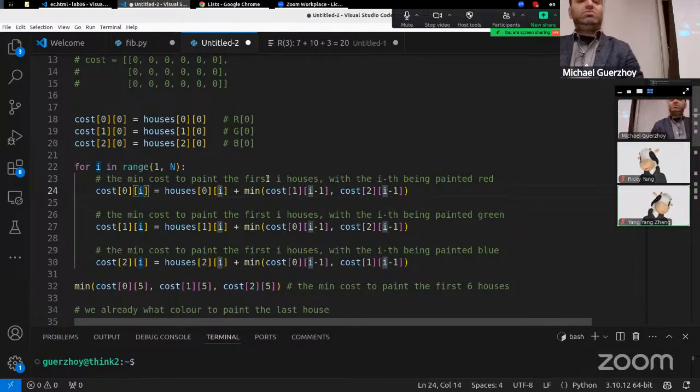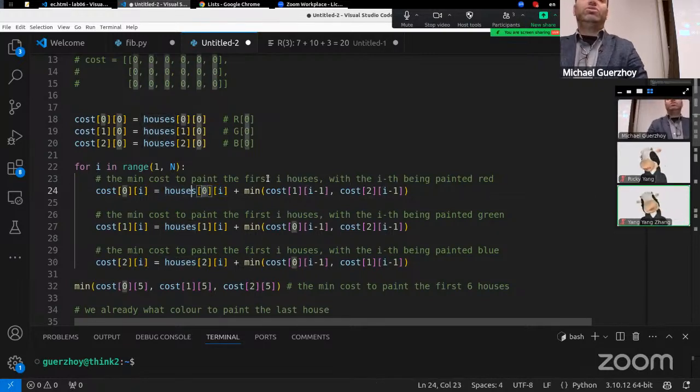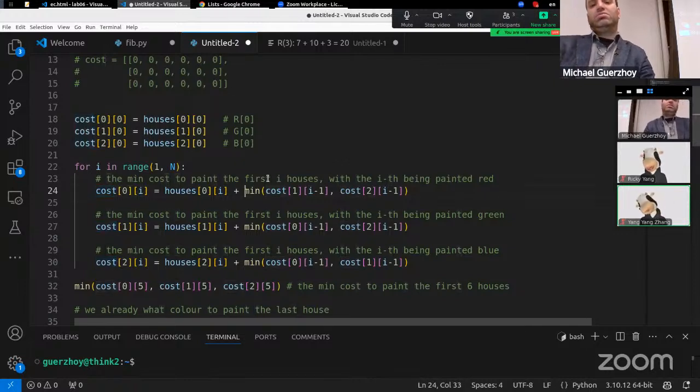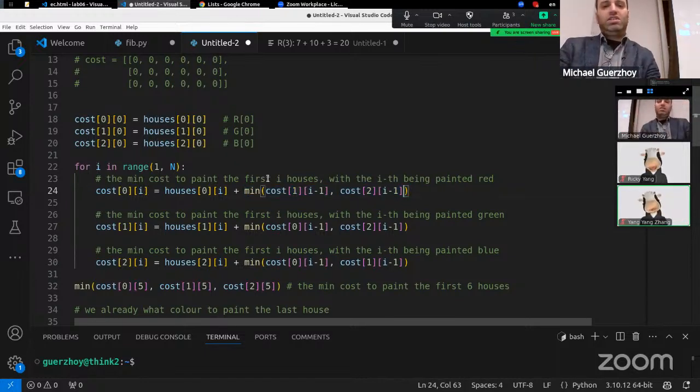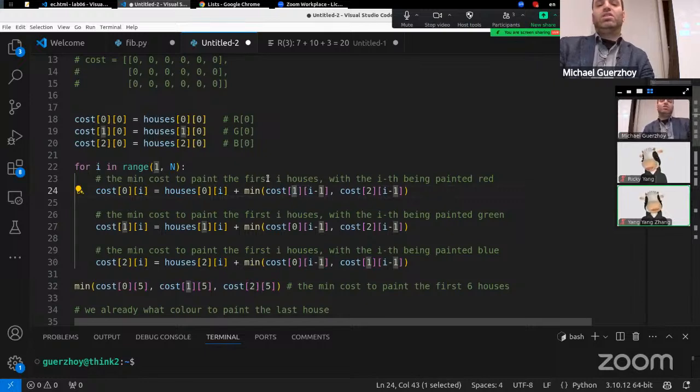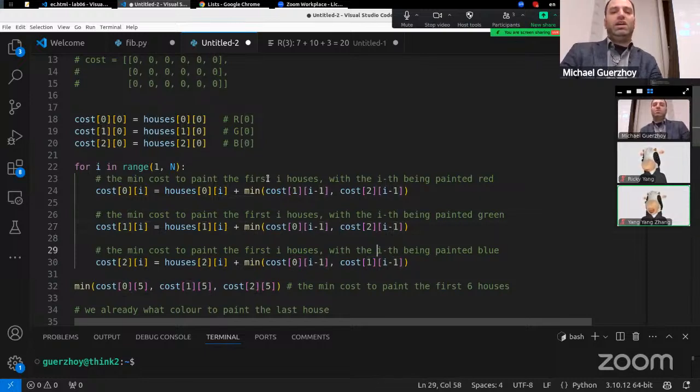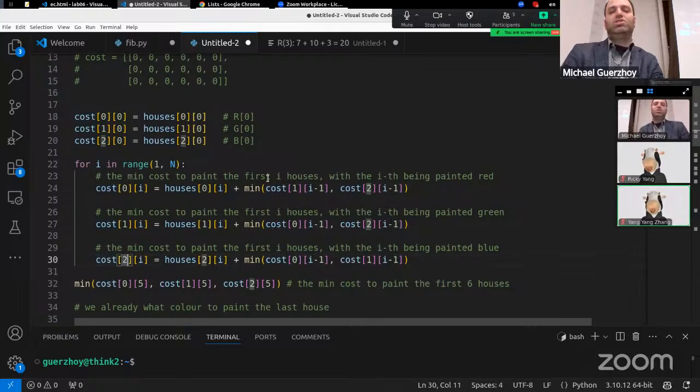So we're saying for column I, just look at the direct cost of painting the house this color, so color 0. And then you pick either color number 1 or color number 2 if this one is 0. And then since this one is 1, you're minimizing between 0 and 2. And since this one is 2, you're minimizing between 0 and 1. Make sense?